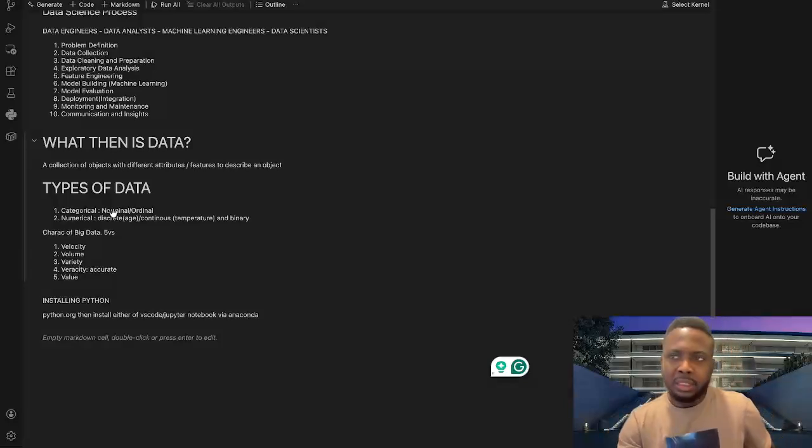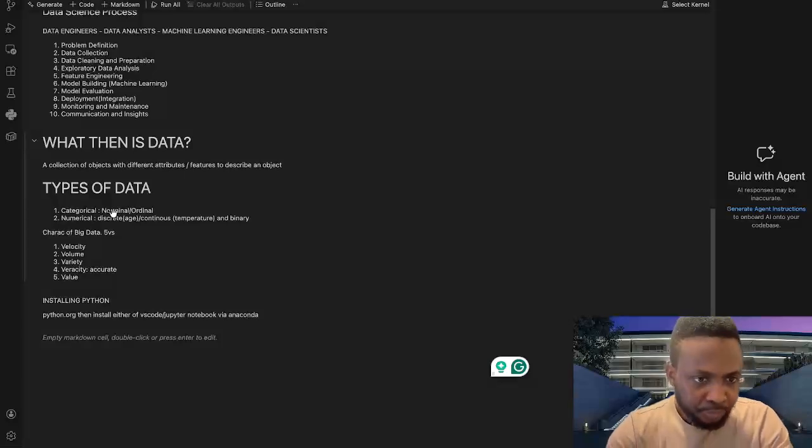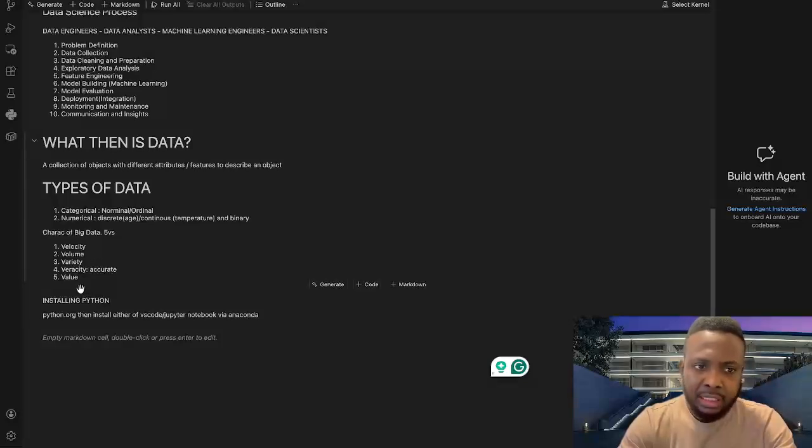So now let's look at the characteristics of big data. We've talked about data. Data these days are always big, especially for big firms. You see data that contains a lot of rows and a lot of columns. So what are the characteristics of big data? We call them the 5 V's. Number 1 is velocity. Number 2 is volume. Number 3 is variety, and then veracity, and then value.